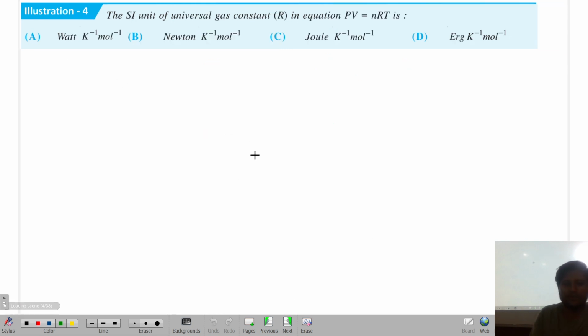Next question. Question number 4. Assign the unit of the universal gas constant in the equation PV equals nRT. Very easy. Tell the answer. Pressure, volume, number of moles, R is the gas constant, and T is temperature. Yes or no?